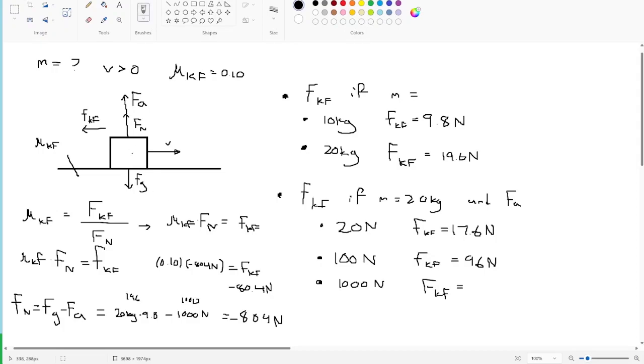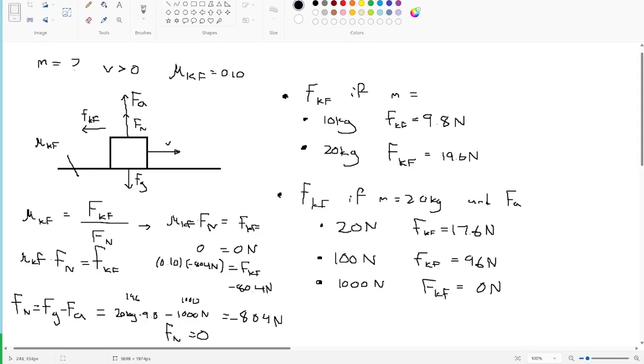It's going to be equal to the amount of force that the block applies on the ground. Well, how much force does the block apply on the ground? It's negative 804 newtons. It's not applying force on the ground. Therefore, there is no normal force. So in this case, because there is no force, normal is going to be equal to 0. And because normal force is equal to 0, 0 times 0.10 equals 0 newtons of kinetic friction. That will be the answer of that.